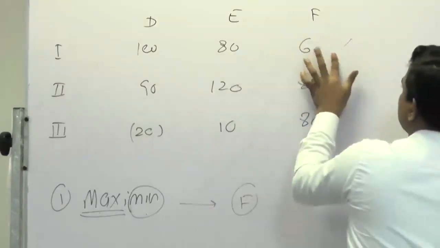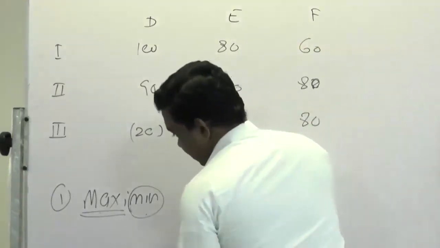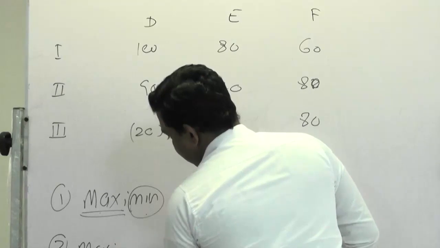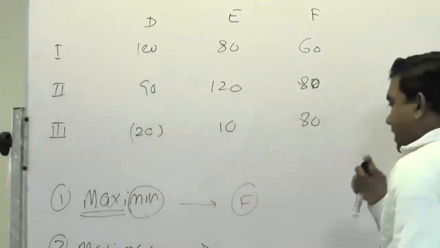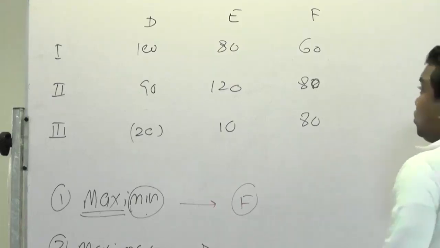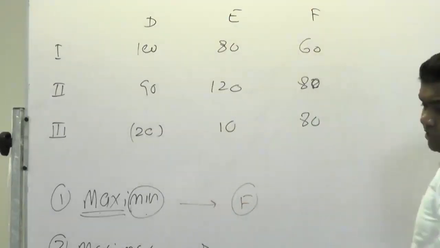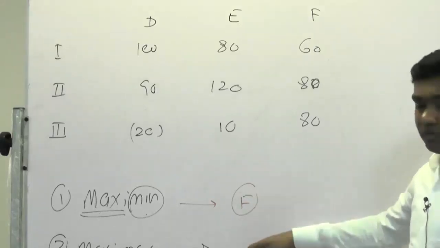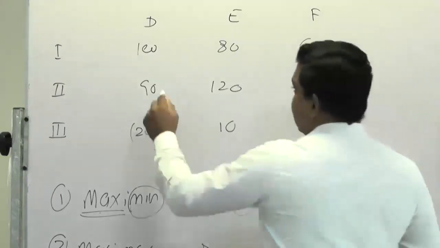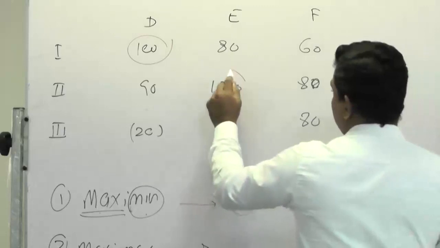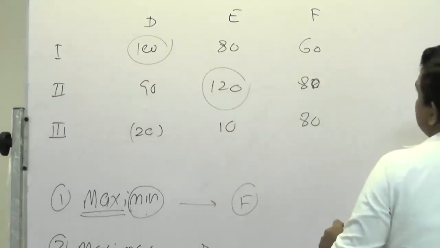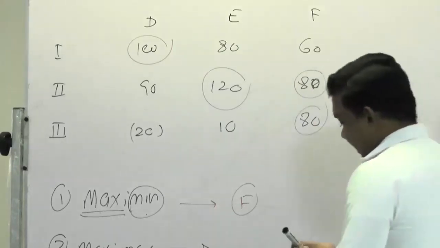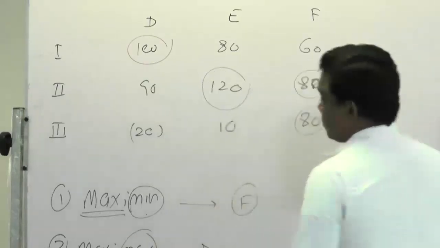Right. Now let's take the second technique. The second technique is the maximax technique, maximax or maximize. You will select the highest of each project. Here you selected the lowest of each project. Now you will select the highest of each project. What is the highest here? 100. What is the highest of E? 120. What is the highest of F? 80.